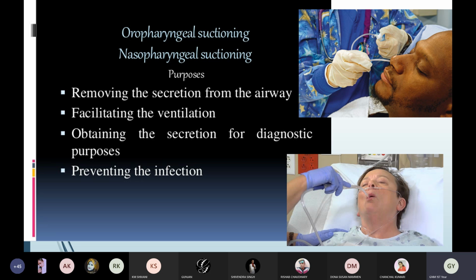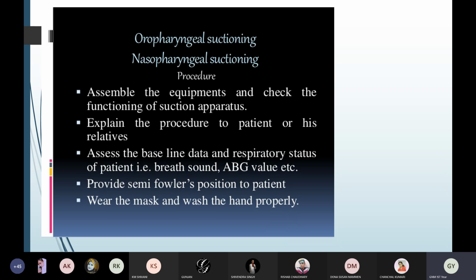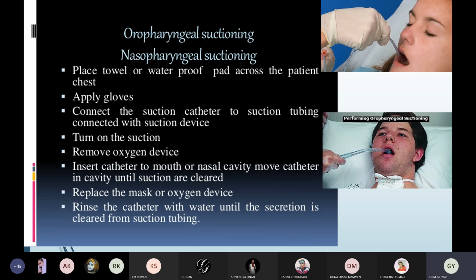So this is nasopharyngeal. If we are doing oropharyngeal, insert the catheter into the mouth and remove the secretion. If we are doing nasopharyngeal, insert the catheter into the nose of the patient, until the secretions are cleared. We have to make sure all the secretions are removed.